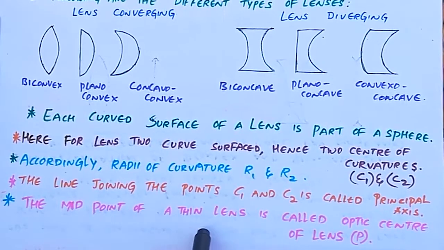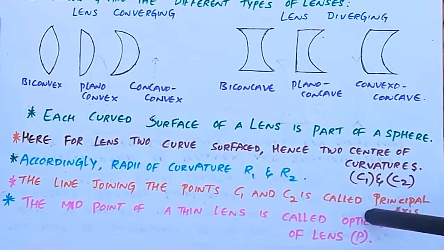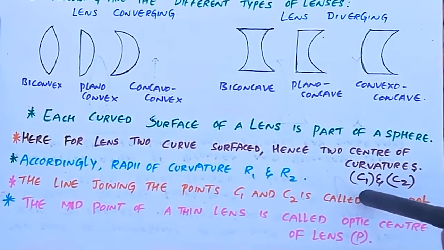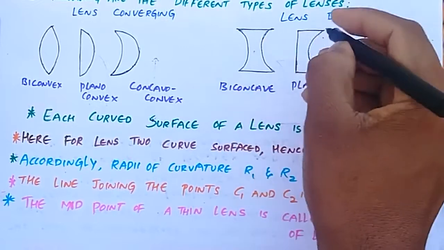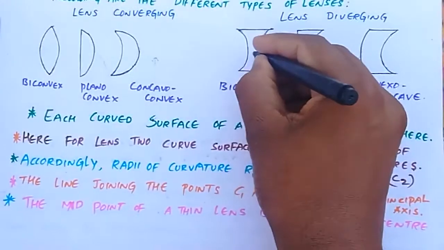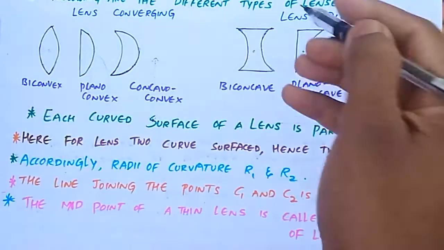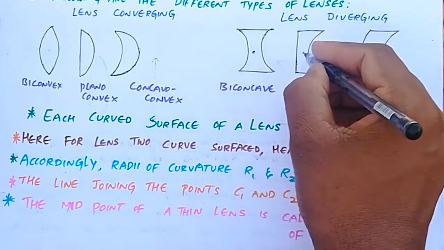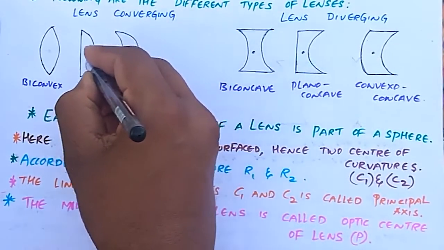The midpoint of a thin lens is called the optic center of the lens. There we used the word pole; now we use the optic center of the lens. That means the exact center of the thin lens, like this. Whatever center we have, we use that to draw. So this will be the optic center for every lens.